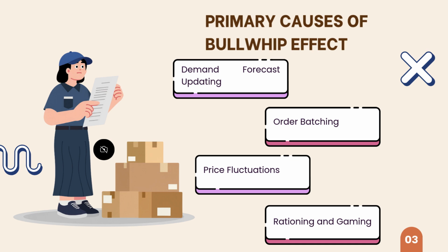Some companies delay orders to combine them and save on freight or administrative costs, making the orders appear irregular and exaggerated. Thirdly, price fluctuations. Special discounts and bulk pricing cause retailers to forward buy and hoard inventory, obscuring the genuine, steady consumer demand. Lastly, rationing and gaming. During product shortages, manufacturers allocate goods proportionally. Customers intentionally inflate their orders, known as shortage gaming, to secure the supply they actually need.